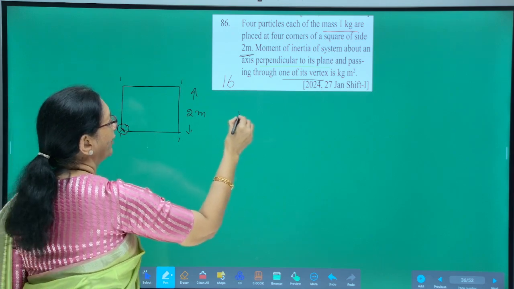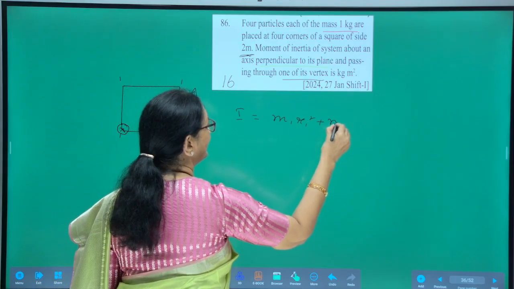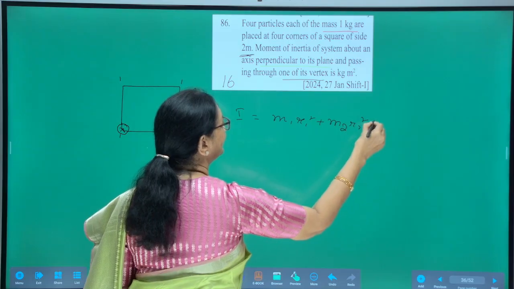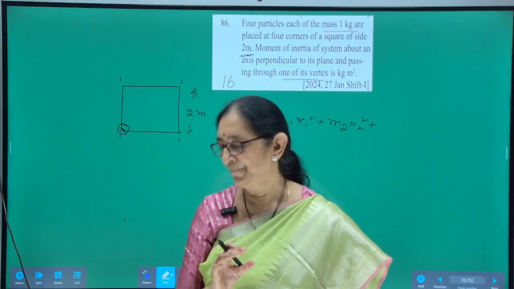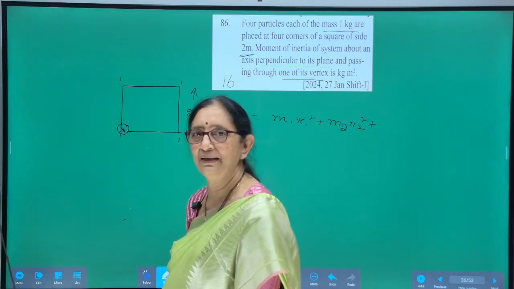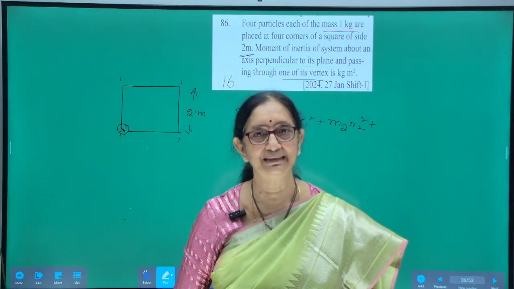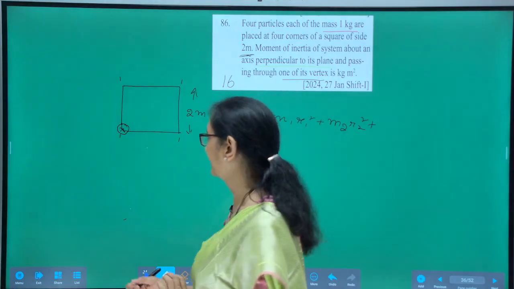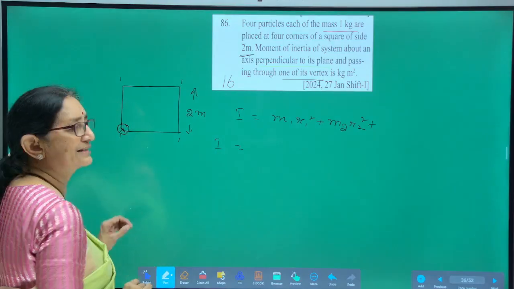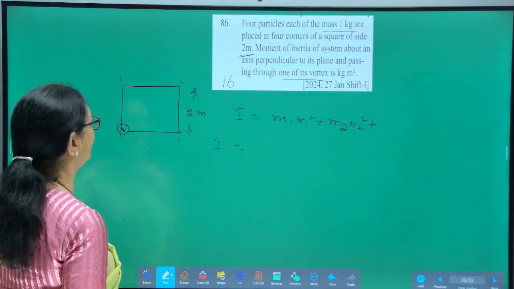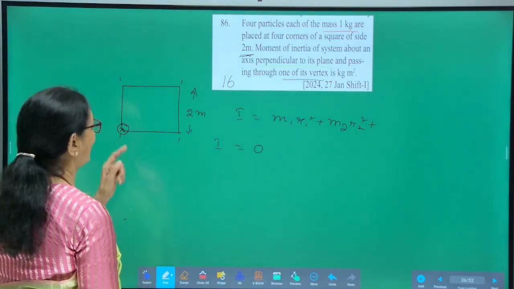So, here the formula we are going to use is I = m1 r1² + m2 r2² + m3 r3² and so on, where m1, m2, m3 and so on are the masses of the particles, and r1, r2, r3 and so on are their respective perpendicular distances from the axis of rotation. So, here this particle is on the axis, so its perpendicular distance is 0, hence the moment of inertia of this particle with respect to that axis is 0.